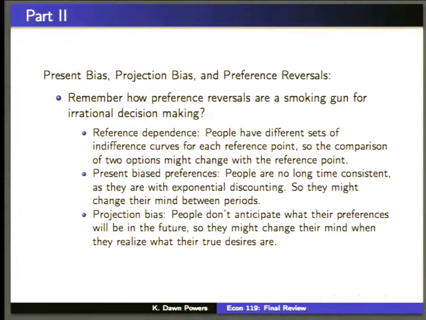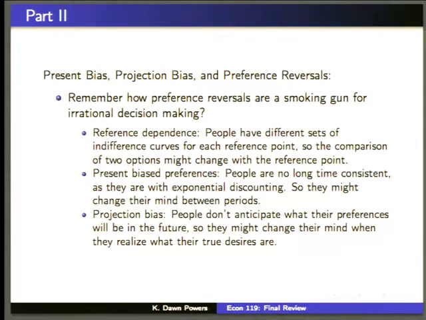So preference reversal. With present bias preferences, people are not time consistent as they are with exponential discounting. So they might change their mind between periods. People reevaluate their preferences each period, but the beta moves from all future periods here to all future periods here to all future periods here. And so that's why people might change their mind between periods and have a preference reversal with present bias preferences.